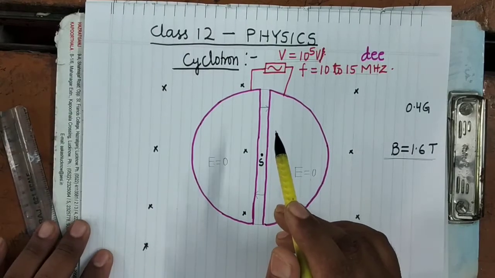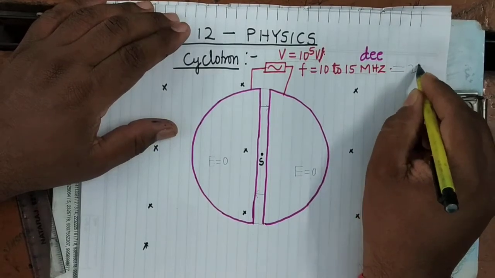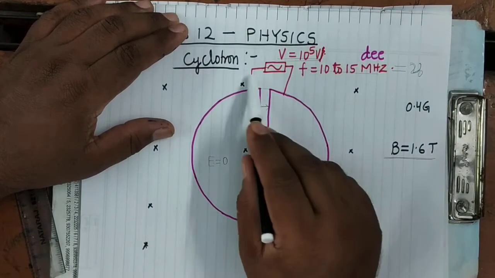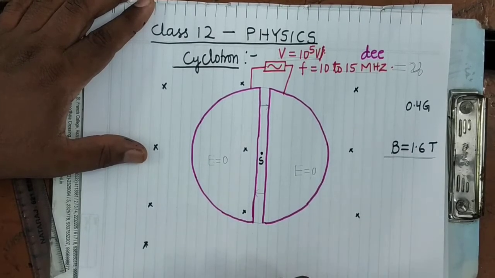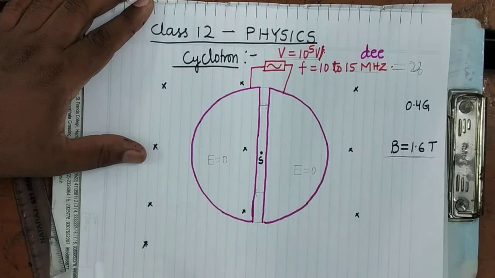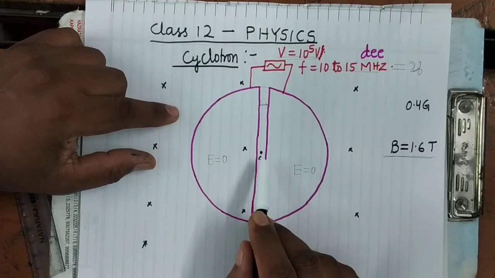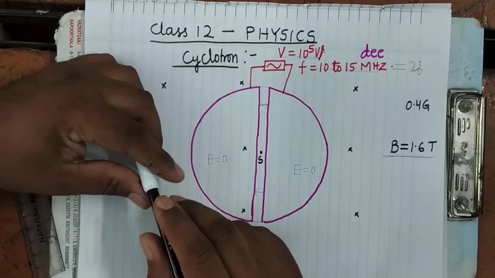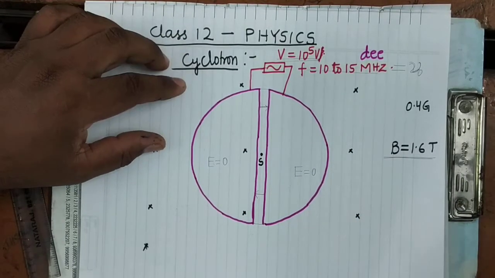Frequency is 10 to 15 megahertz. Now see here, this frequency we denote by the symbol nu naught. Because of this alternating source, there will be an electric field in this gap. There will be no electric field inside the dishes, because they will become equipotential. There is an ion source located at the center of both the semicircular dishes. It's clear.